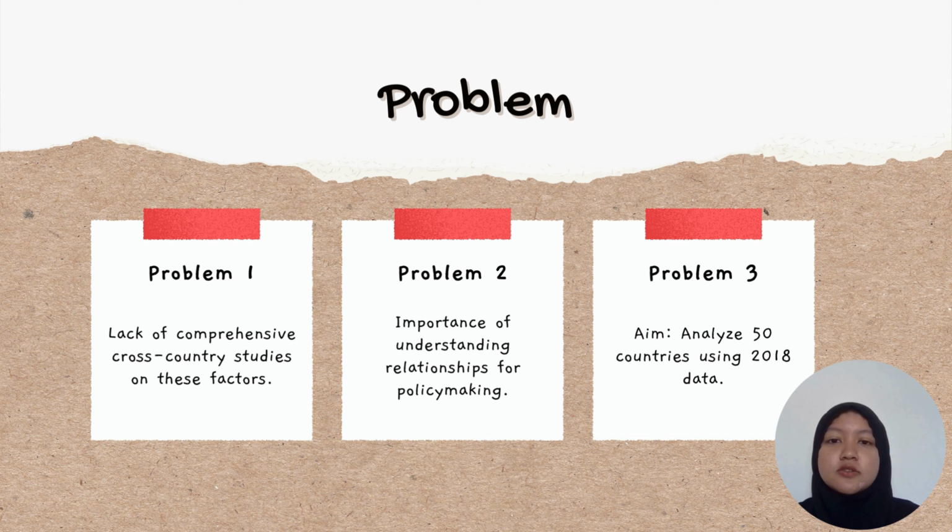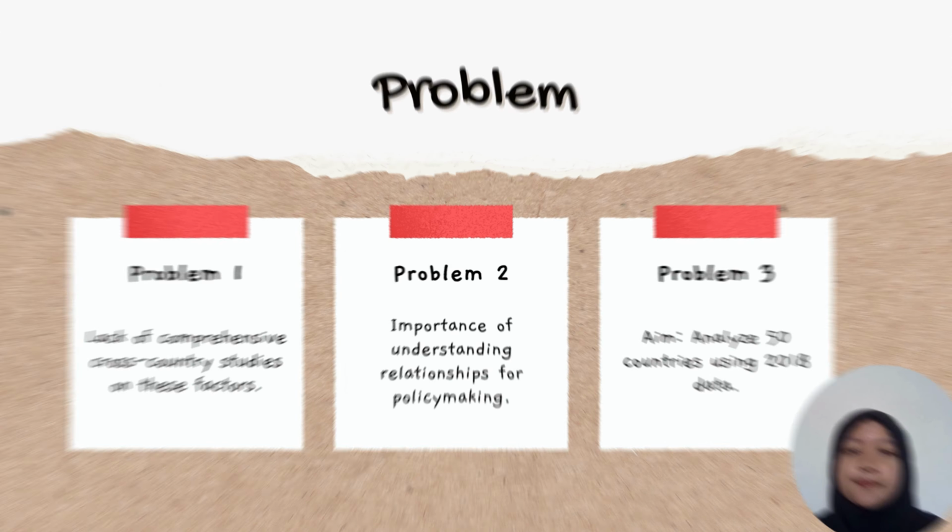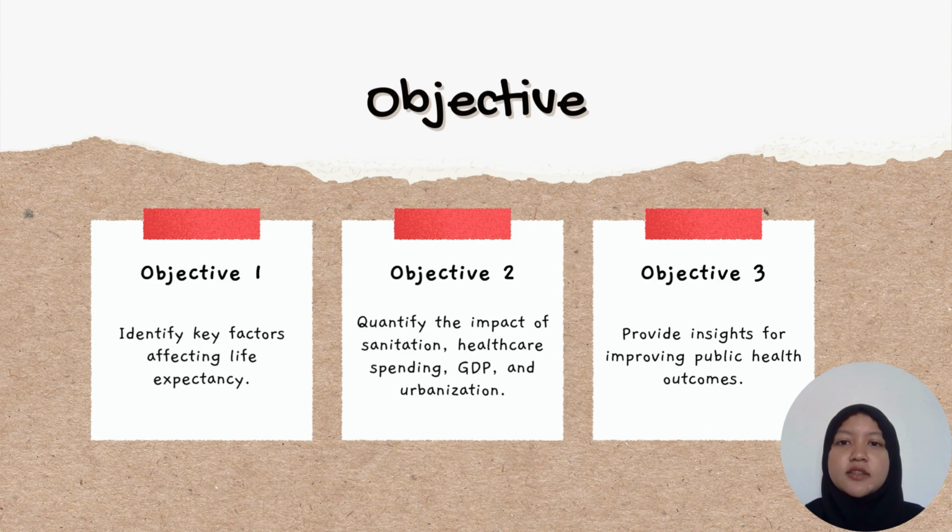This study used 2018 data from 50 countries to address this gap. My objective is to identify the key factors that influence life expectancy, quantify their impact, and provide actionable insight for improving public health outcomes globally.